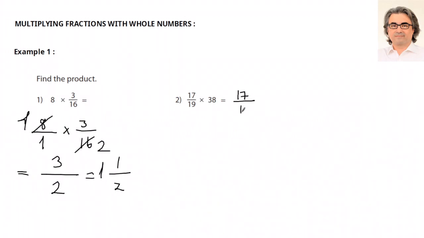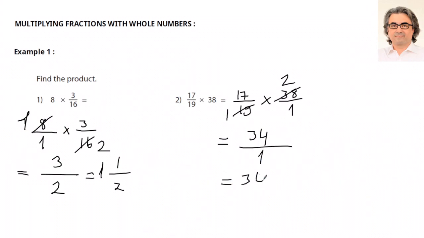17 over 19 times 38 over 1. Is there any simplification between numerators and denominators? Yes, between 38 and 19. 38 is divisible by 19. 19 over 19 is 1. 38 over 19 is 2. Result: 17 times 2 is 34, and 1 times 1 is 1. It means 34.